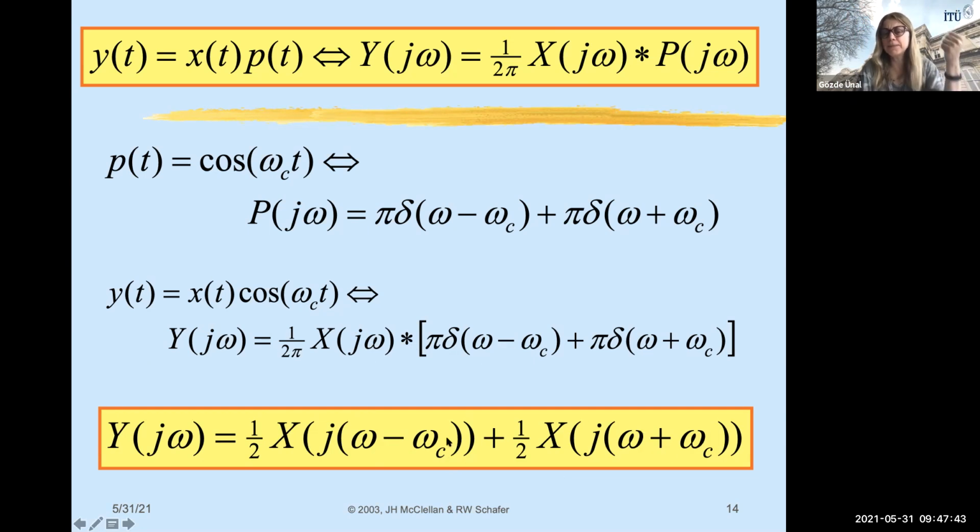Remember, in sampling in the first hour, we did a very similar thing. There, these replicas were infinitely many. The input spectrum was replicated infinitely many times, at multiples of the sampling frequency. Now this is shifted only to plus minus the modulating carrier frequency, omega c. That's the only difference, guys.